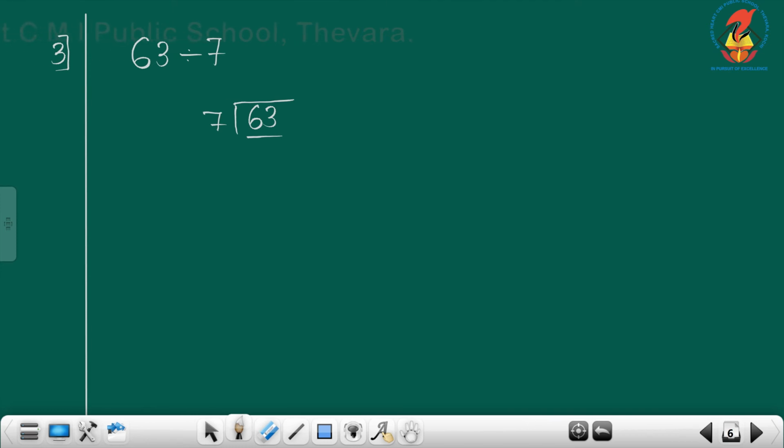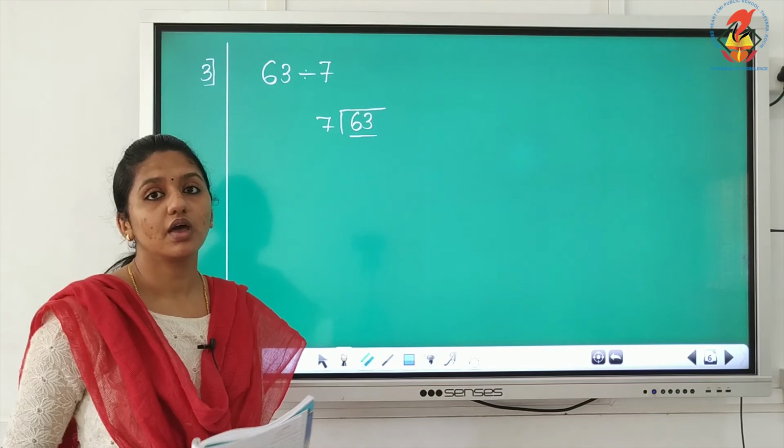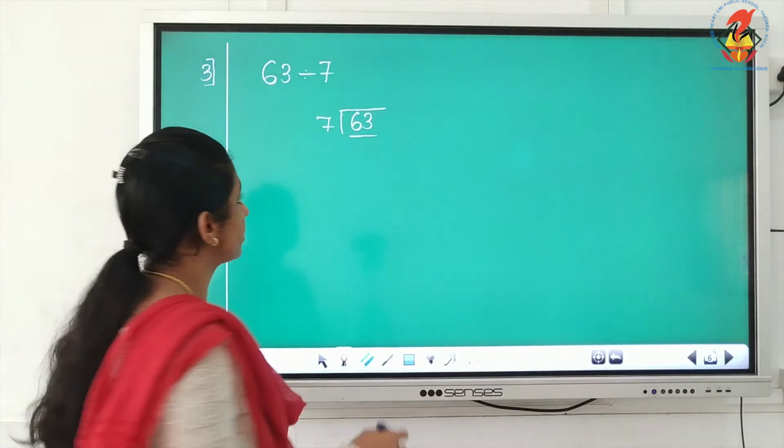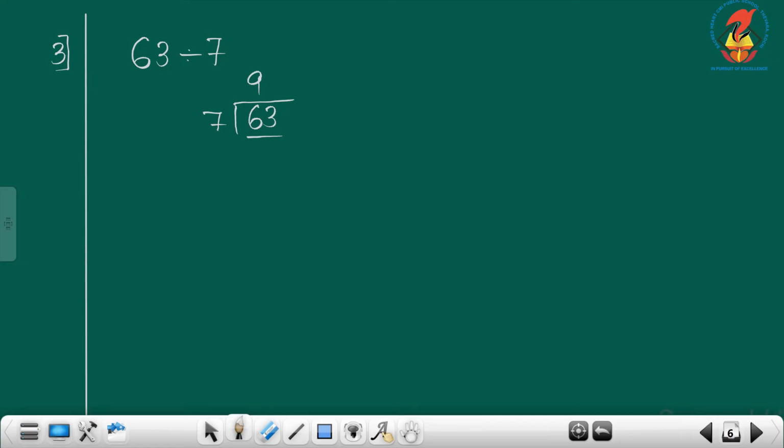So the next question is 63 divided by 7. In 7's table, how many times goes 63? It's 9. So 7 9s are 63. So you can write 9 in the upper portion, then 7 9s are 63. Then here 0, here 0. So the remainder is 0.